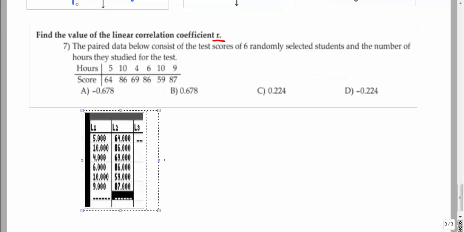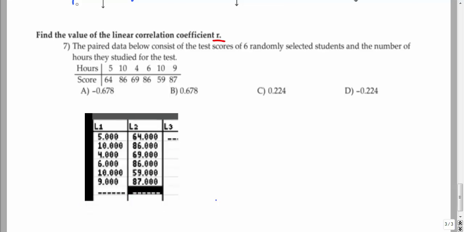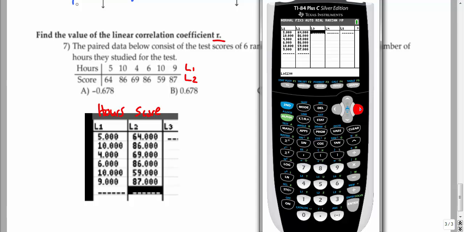So here is our summary values. Now just a few quick notes. This was X1, this was L1, and this was L2. So again, this is hours, this was score. Okay, so next thing we're going to do is we're going to go across to stat, tests, and again, there's not one here that says linear correlation. What I'm going to do is I'm going to do a linear regression t-test.